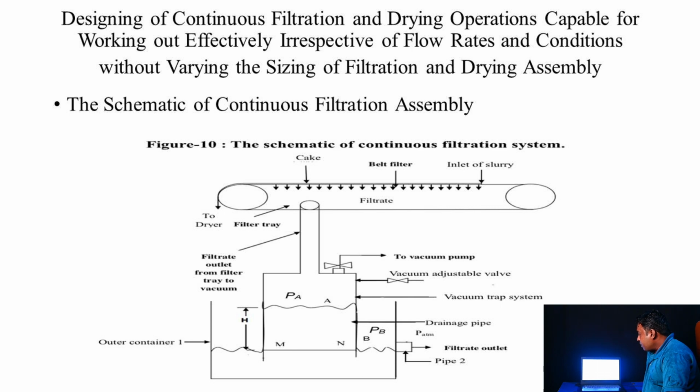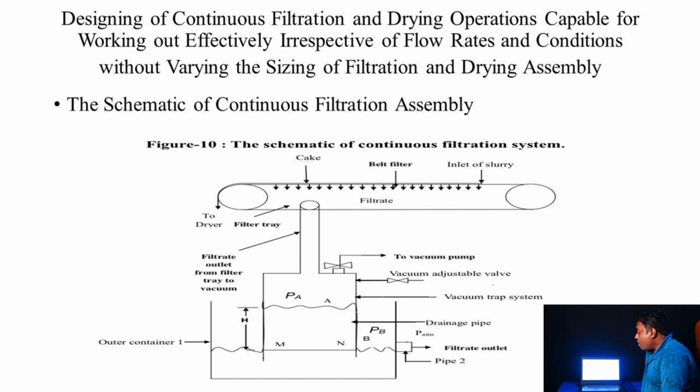and the vacuum pump is connected to the pipe. The vacuum adjustable valve is also connected to the pipe. If we want to increase the filtration rate, then we have to increase the strength of the vacuum inside the pipe, and it can be done by reducing the opening of the vacuum adjustable valve.